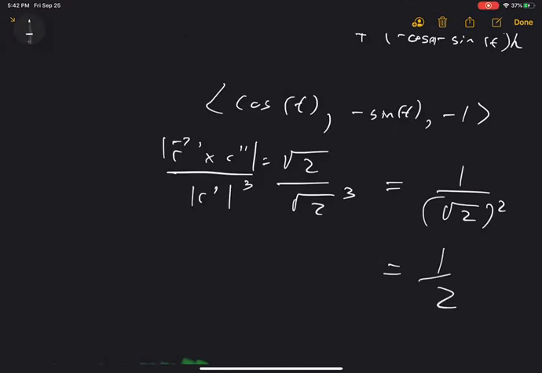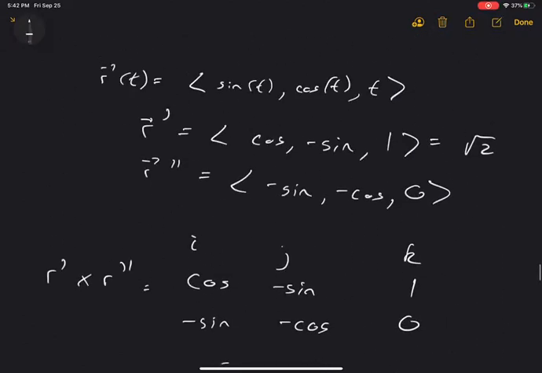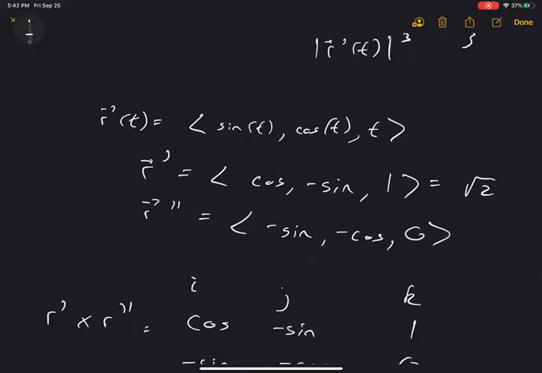So same formula. What I would suggest when you're setting this problem up is you find r of t, you find r prime of t, you find r double prime of t. And when you're finding r prime of t, I would just go ahead and find the magnitude of r prime of t at this step. You can do that before you find the second derivative.